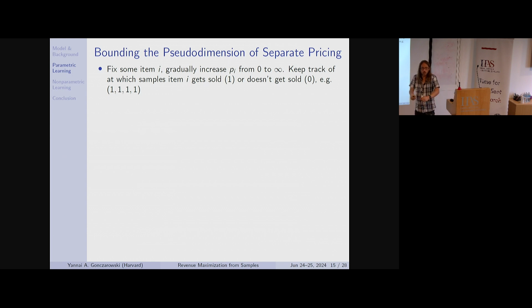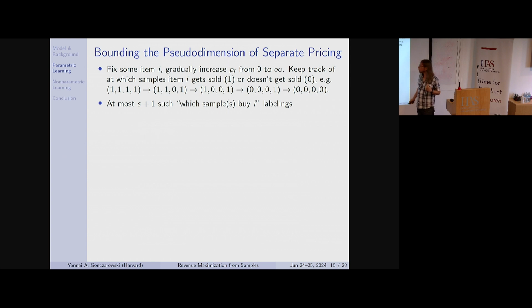At some point, at one such sample, maybe more, this price is already too high for the valuation of this specific sample. So this is going to be the new vector of which samples buy the item and which don't. And then I'm going to keep on raising the price of item i until another sample finds this price too high, and another. Eventually I reach the all zeros vector. I might have jumps, right? If two samples have the same valuation, we might skip this. That's fine.